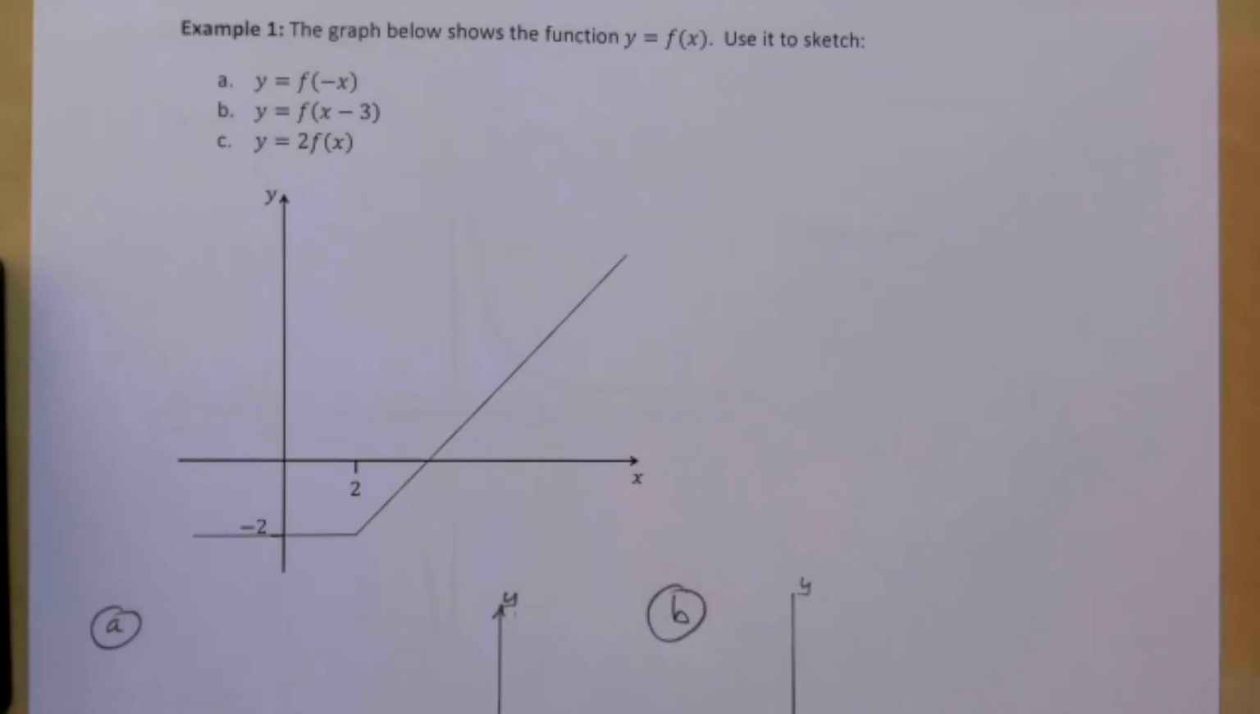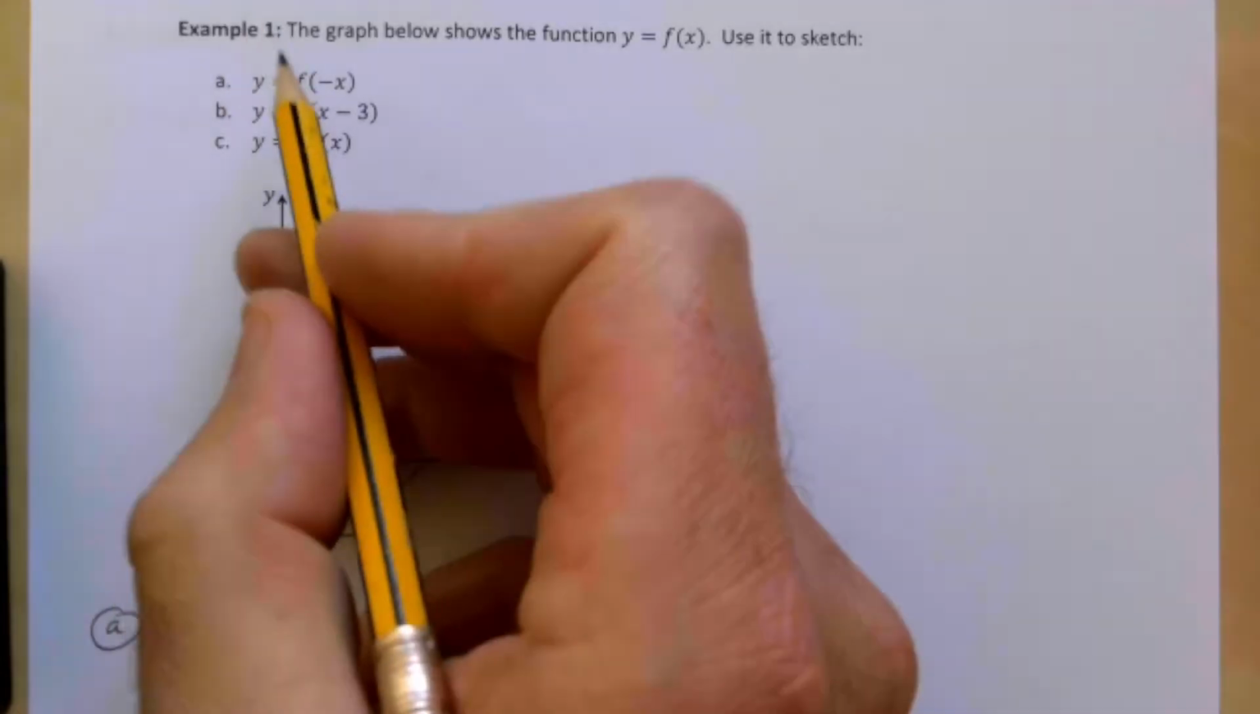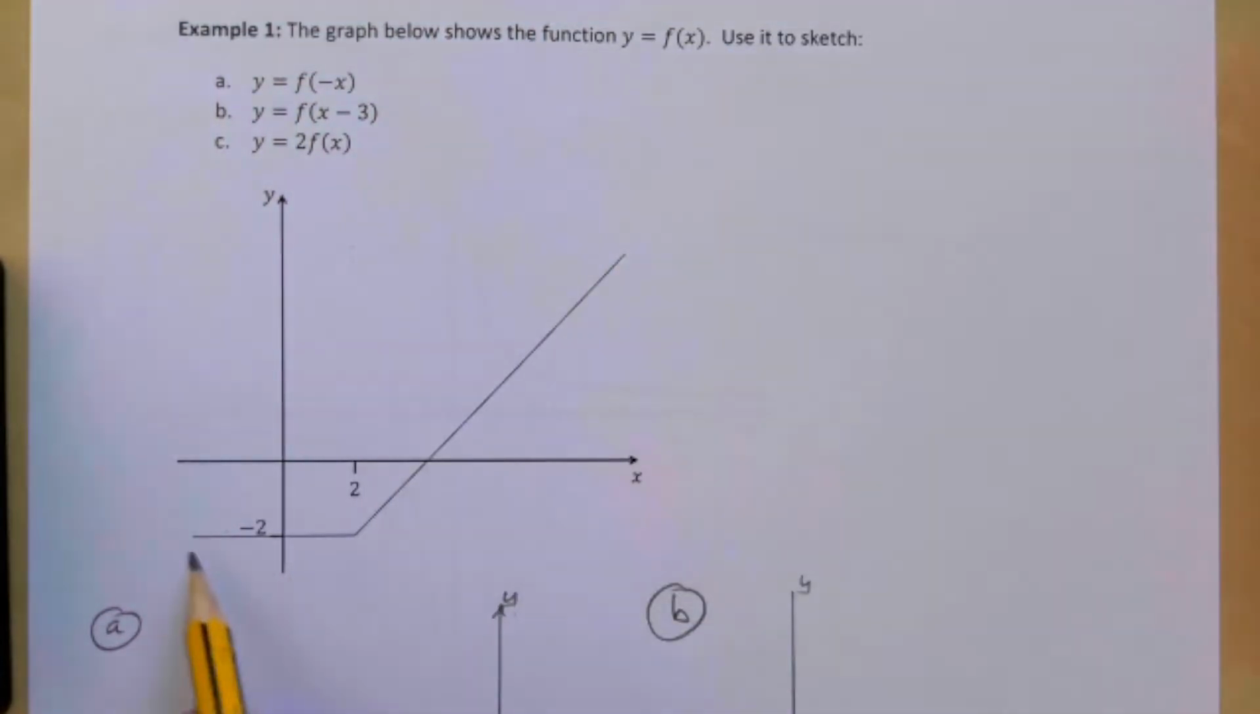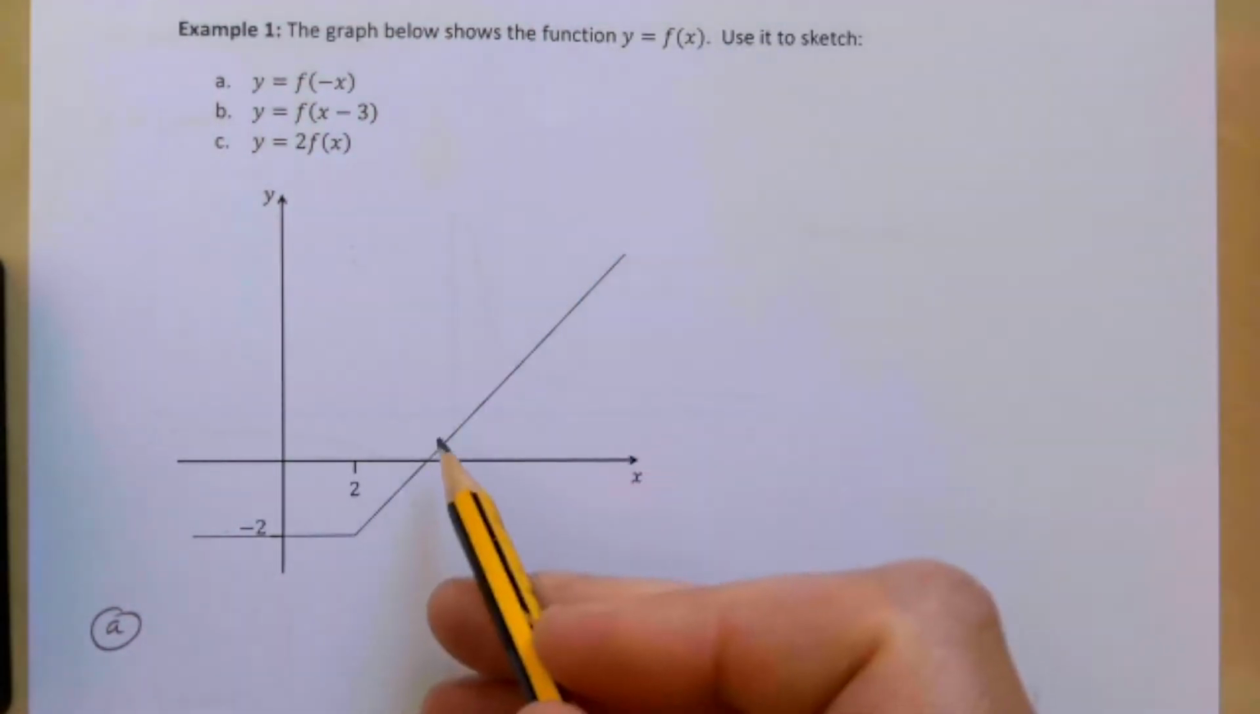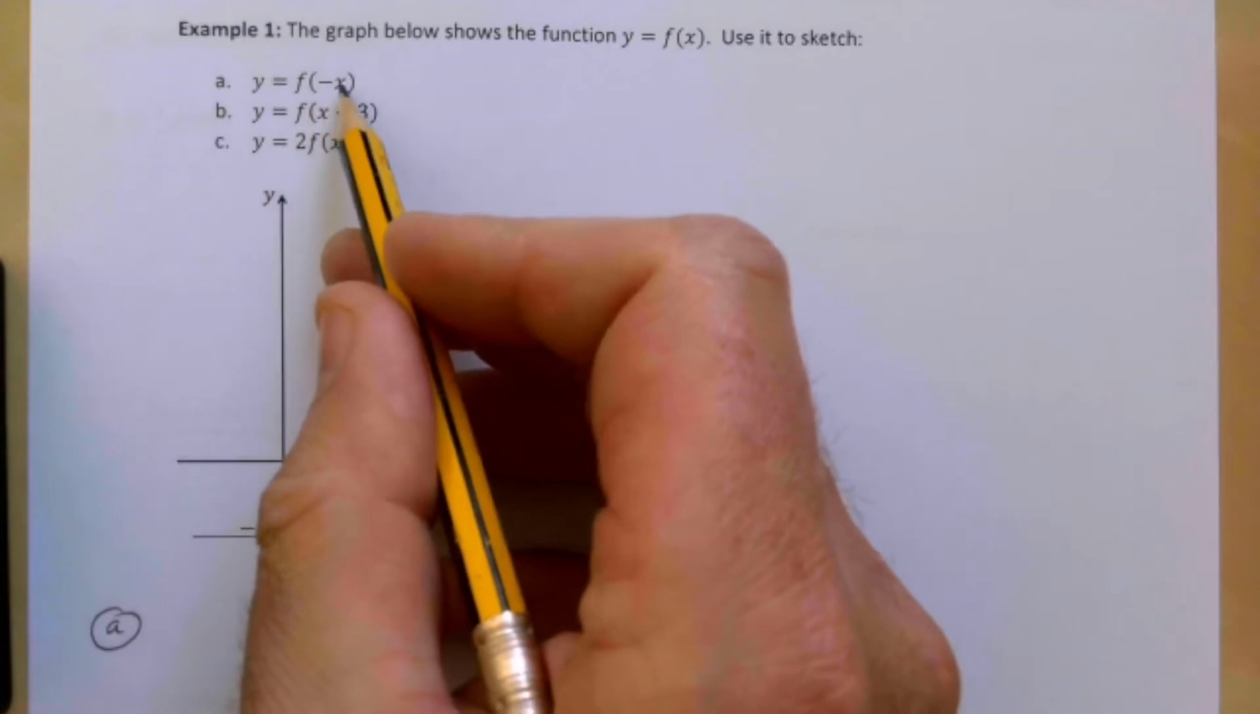This is AS Pure Maths. We're in Unit 4 looking at functions and graph transformations. So here is our example 1. It says a graph below shows a function y equals f of x. It looks like this. Use this graph to sketch y equals f of minus x.